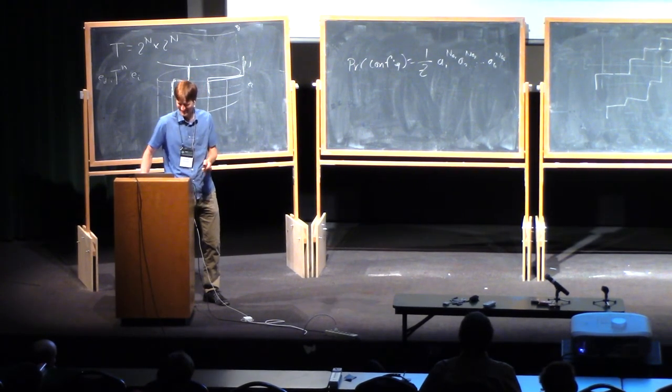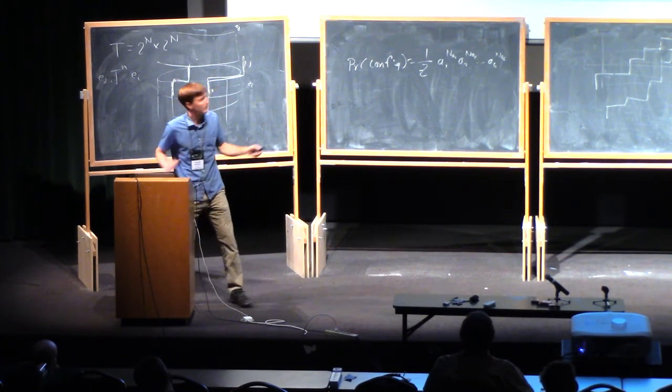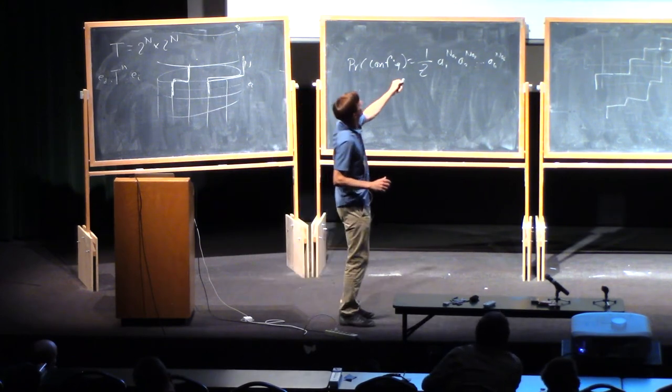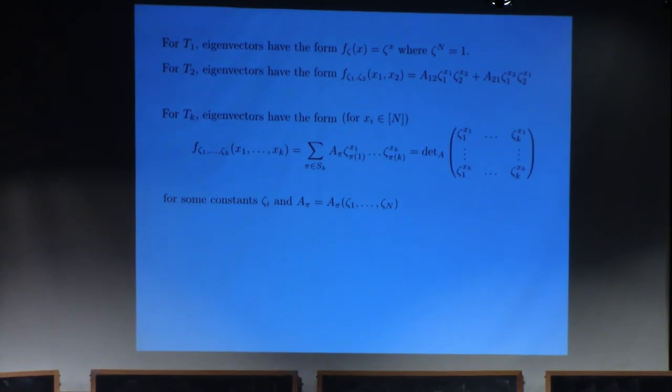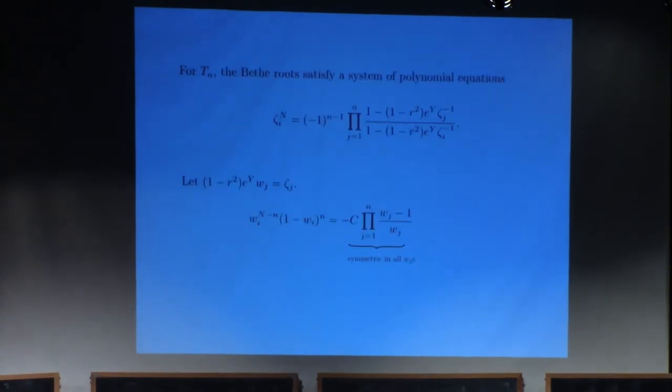We'll get there. It's not, but there's some manipulation you can do to make it look like a determinant. Okay, what about these constants? So I have to tell you what the A's are and also the zetas. And it turns out that the zetas satisfy some nice equations. Well, nice is in the eye of the beholder here. These zetas are called beta roots, and they satisfy a certain system of polynomial equations.